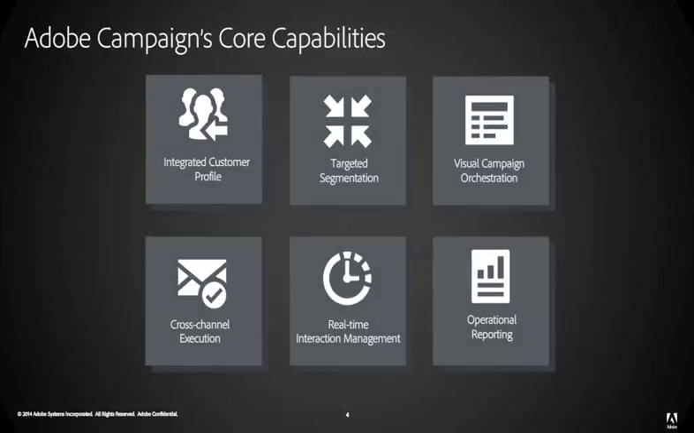Now let's take a look at the core capabilities of Adobe Campaign. We start off with the integrated customer profile, all of the information we've collected and we know about our customer. We can then utilize that for segmentation to build very targeted campaigns utilizing the campaign orchestration tool. From there, we can determine where we want to execute those campaigns, which channels. We can look at real-time interaction management, so how are we interacting as those campaigns are running? And last but not least, operational reporting. So are the campaigns working? How are we doing with them? How are they performing?